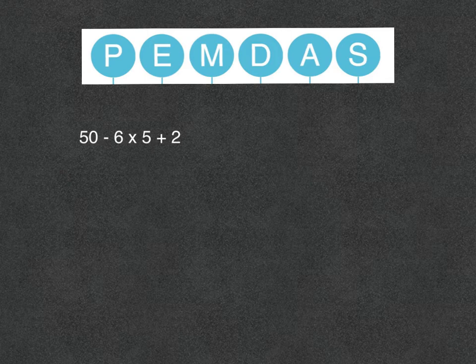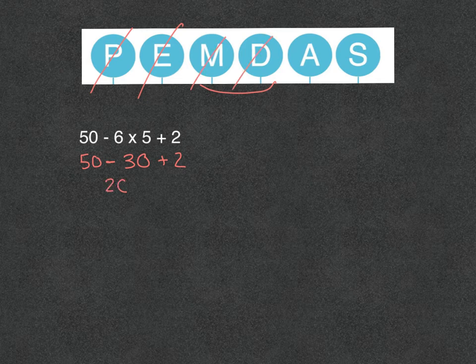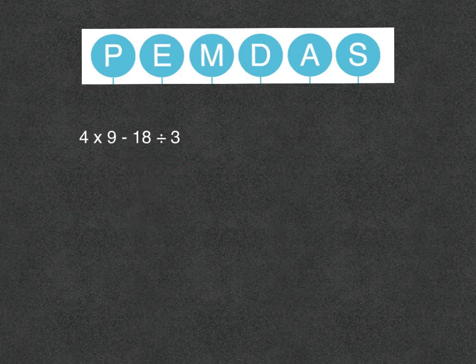So once again, we do not have any parentheses. Do we have any exponents? Nope. Okay, multiplication and division. So we are going to rewrite the stuff we don't need to simplify. 50 minus 6 times 5 is 30 plus 2. Now, we are done with multiplication and division. Done. On to addition and subtraction. 50 minus 30 is 20 plus 2. Our answer is 22.